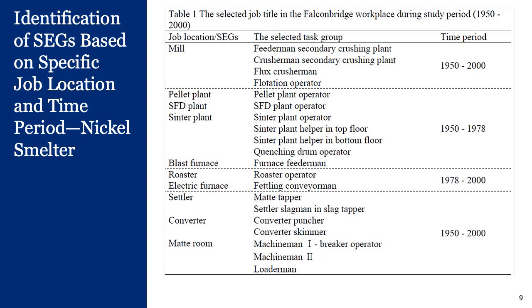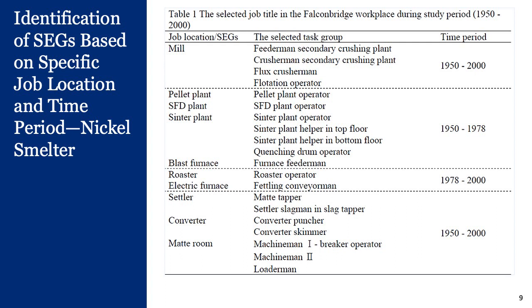The third column here is the time period. The location, the task they're performing, and the time period together define a similar exposure group. The time period is very important because most plants are continually changing in their nature, and there might be new technologies being introduced. And so that might affect the exposure levels.